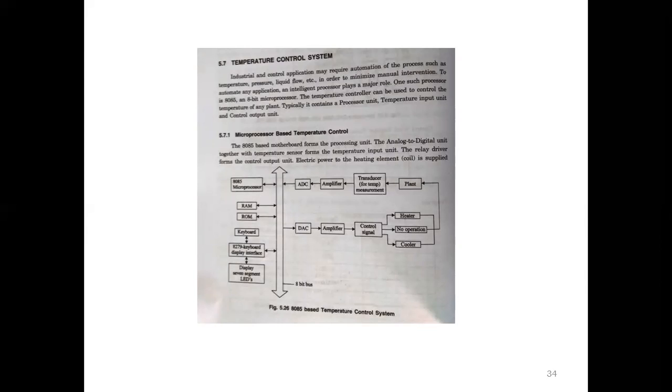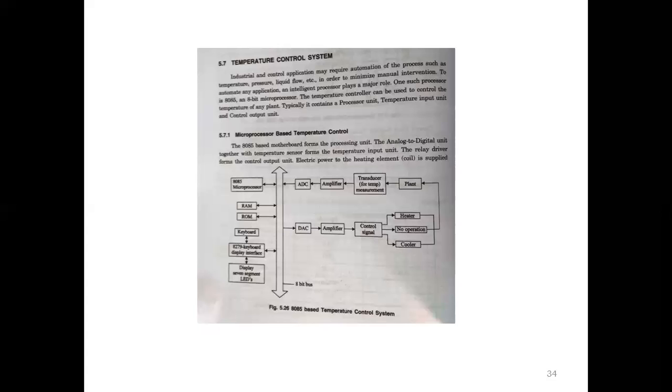This is the concept of a temperature control system which is used for industry purposes. In this control format we have a number of functional blocks like the 8085 microprocessor and memory, that is RAM and ROM, then keyboard and display interface for input and output operations, then ADC and DAC, that is analog to digital converter and digital to analog converter, then amplifiers, transducers, control signals, heaters, then coolers.